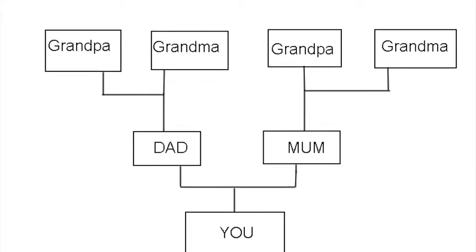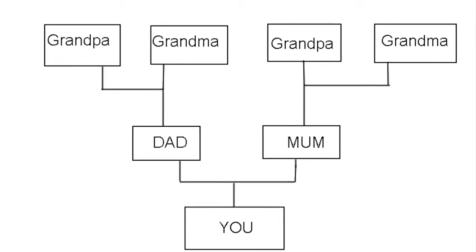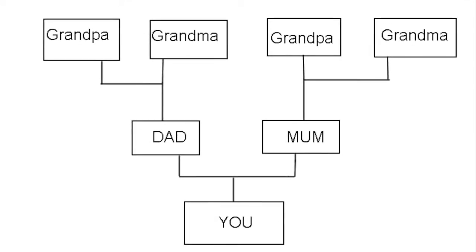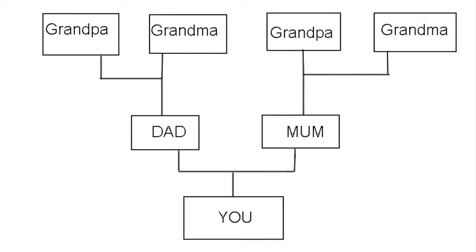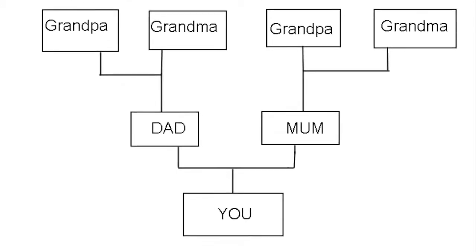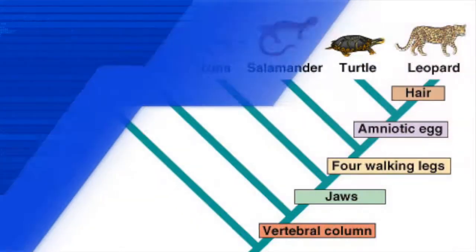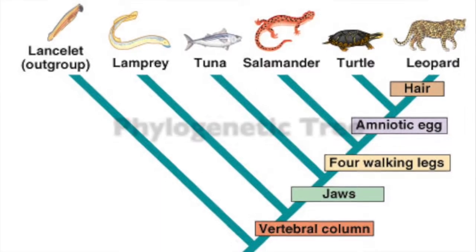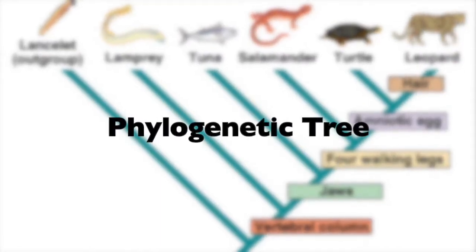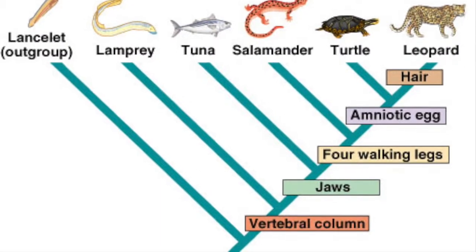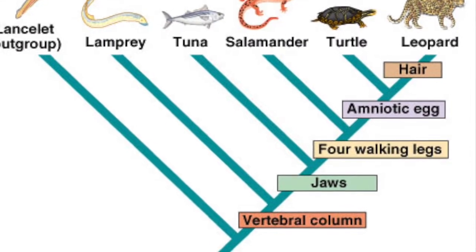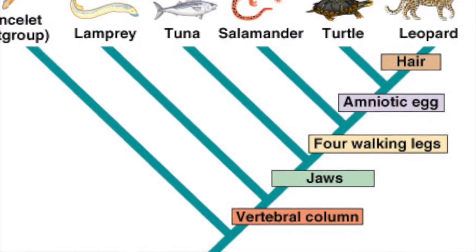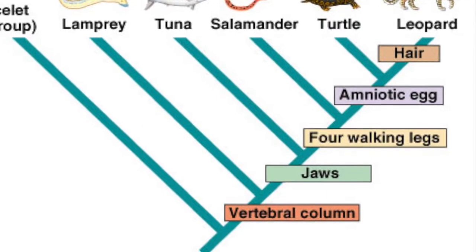A family tree shows biological relationships between people. Kinships are represented by connecting lines. These relationships can be presented in a phylogenetic tree, a branching diagram used to show the evolutionary relationships between and among species, similar to a family tree.